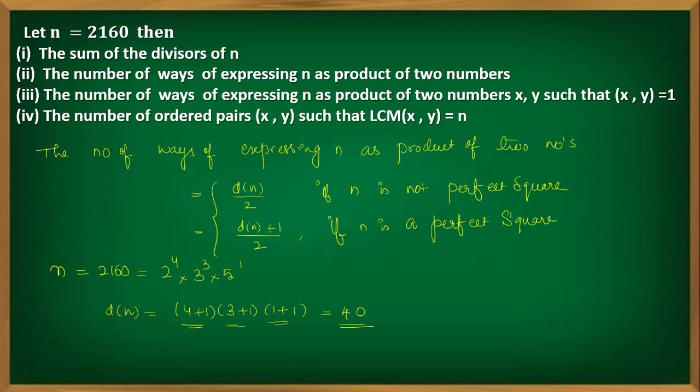It's even. So the formula is d of n by 2. And you can see it's not a perfect square, because when we say it's a perfect square, each and every prime has an even power. Here all are not even powers, right? So therefore it's not a perfect square. If it is not a perfect square, how many ways can you write? D of n by 2. So d of n is 40, and d of n by 2 means 40 by 2 equals 20.